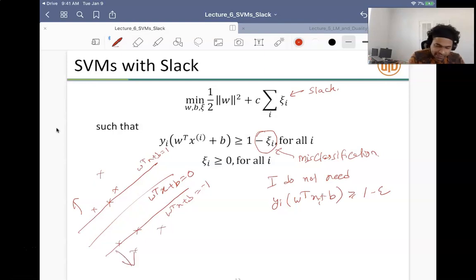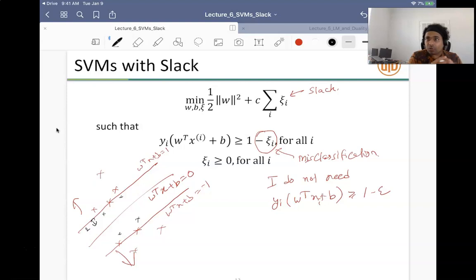Now what I'm saying is that there might be a certain number of points over here, and I'm okay with that as long as the deviation doesn't go more than epsilon. That's the critical thing. I'm fine with a deviation of epsilon over here. That's what this variable is saying.